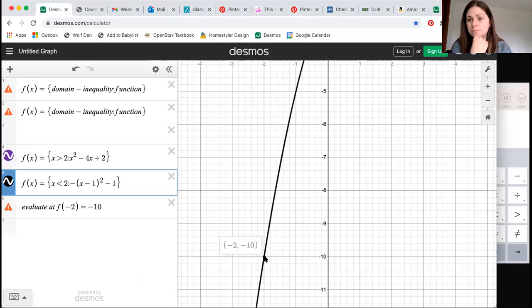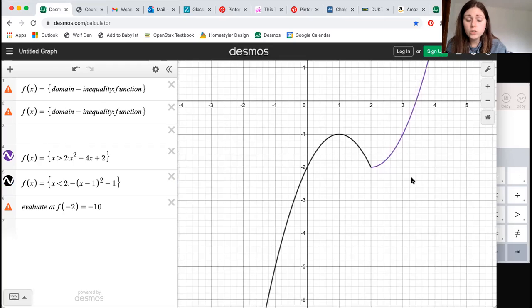-2, -10. So the moral of the story is, here's how you graph piecewise functions on Desmos. Here's how you can evaluate piecewise functions graphically. And here's how you can check your algebraic evaluations of piecewise functions using a graph. Okay. Bottom line, right up here is that format of how to type into Desmos a piecewise function and graph it. I hope that that is helpful for you.